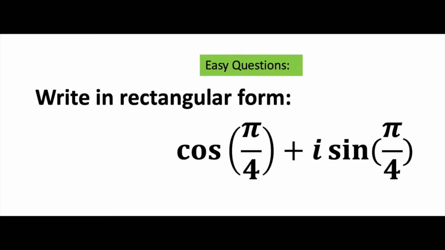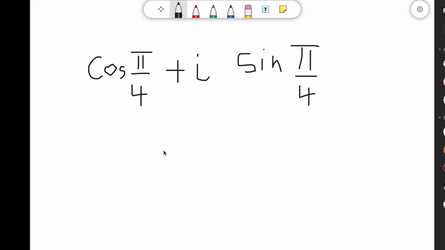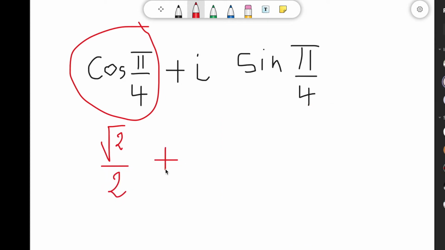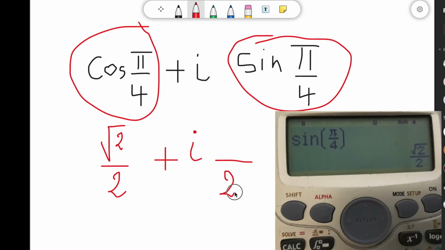Let's look at another example. Here we are. We just use a calculator to calculate cosine pi over 4 and sine pi over 4. So we get square root of 2 over 2 for cosine pi over 4 using calculator, or you can memorize it actually. And plus I, and the value of sine is also square root of 2 over 2 using calculator, or many students actually memorize it, square root of 2 over 2. And that's your algebraic form or rectangular form.